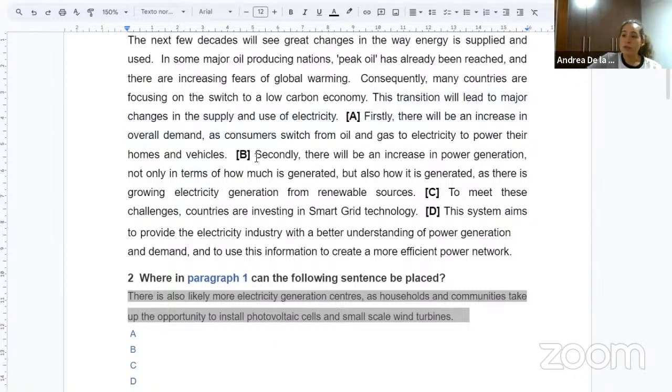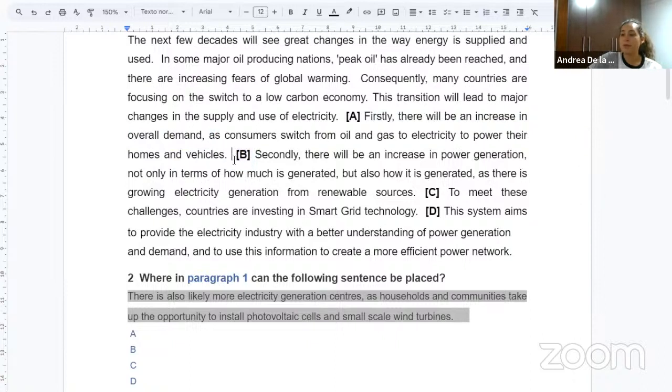Then we continue. Secondly, there will be an increase in power generation. So maybe we can place it here because power generation or generation centers is related to power generation. But remember that this is an also, which means that it's an addition to something that was said before. So if we place it here, this doesn't seem like an addition to this sentence because this sentence is about demand. So I don't think it's going to be either.